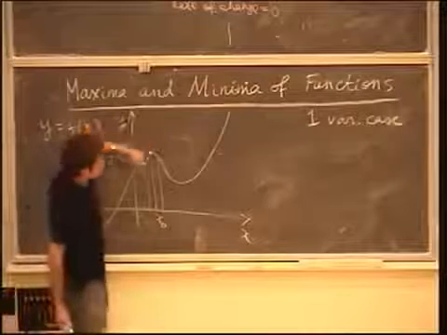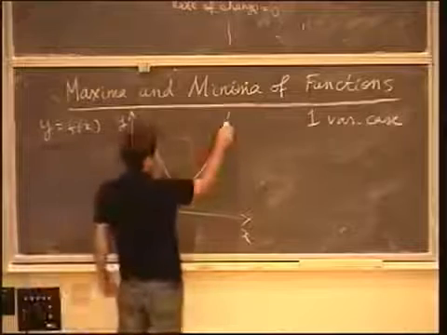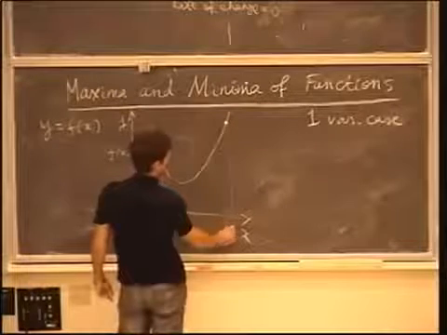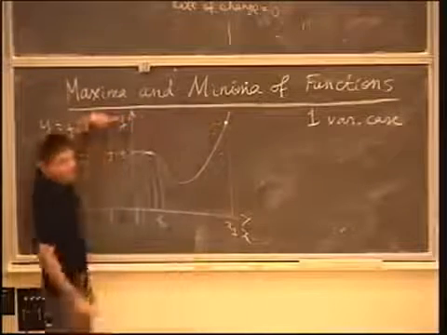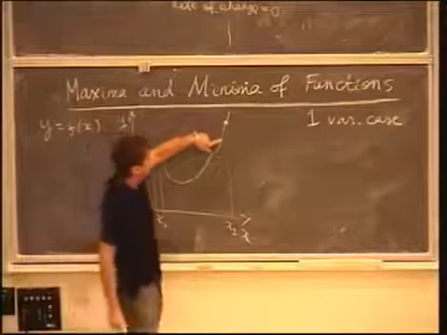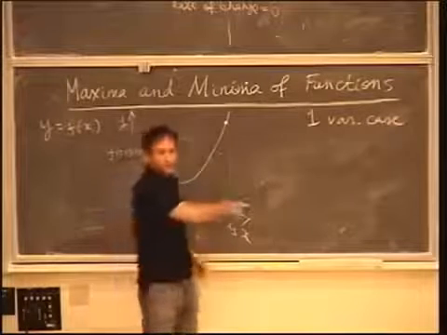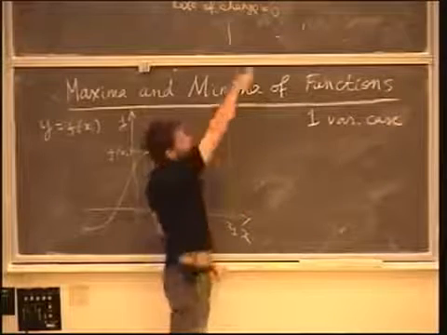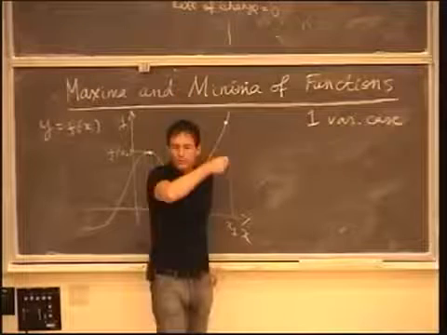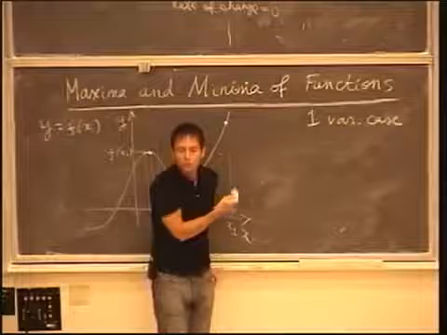But is it a global maximum? Clearly not, because I have a point here, for example, x1, for which the value is higher. So that's not a global maximum. That's not a global maximum either. In fact, in this example, there is no global maximum because I'm assuming that the function keeps growing, keeps increasing as x is increasing. Okay? If that's the case, there is no global maximum.